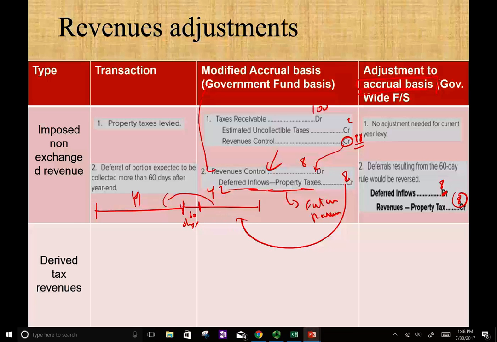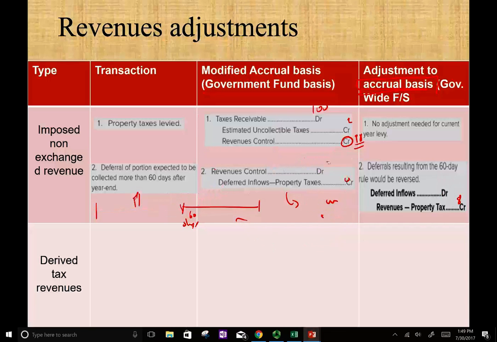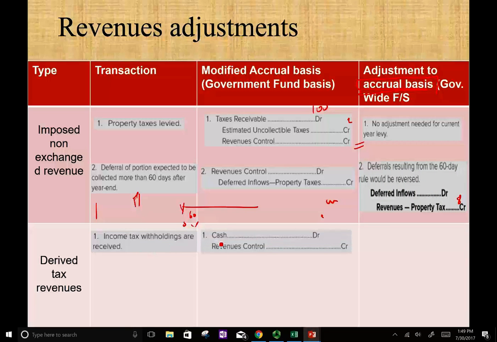Under accrual basis, there is no 60 days later. If you expect to receive the money, and this is an imposed non-exchange, you are entitled to it, therefore it's revenue. This is how we adjust imposed non-exchange revenues. And the same concept is going to be applied to derived tax revenue, like income tax withholding. As they are received, this is easy. The government will debit cash, credit revenue. So that's easy. No adjustment needs to be made, because revenue is revenue.